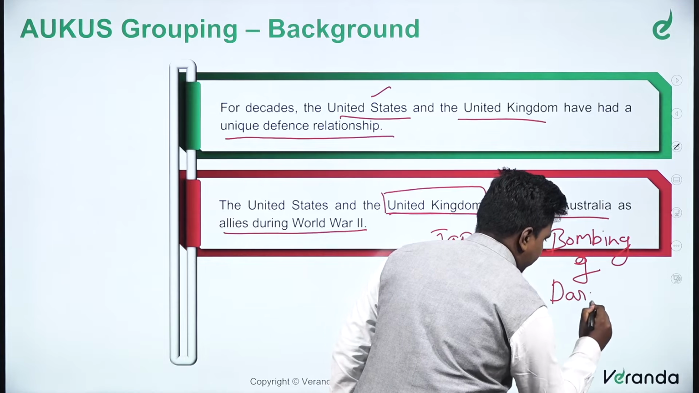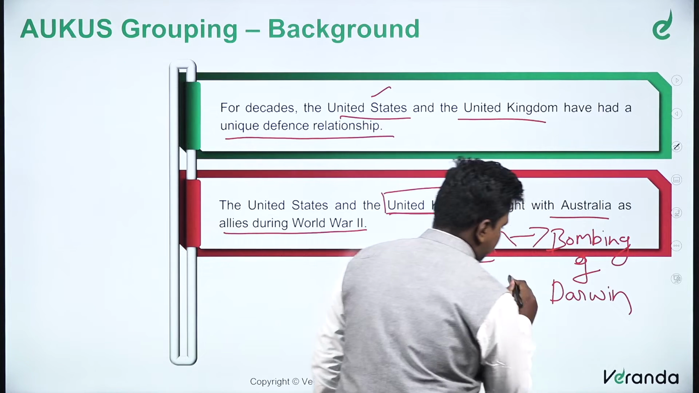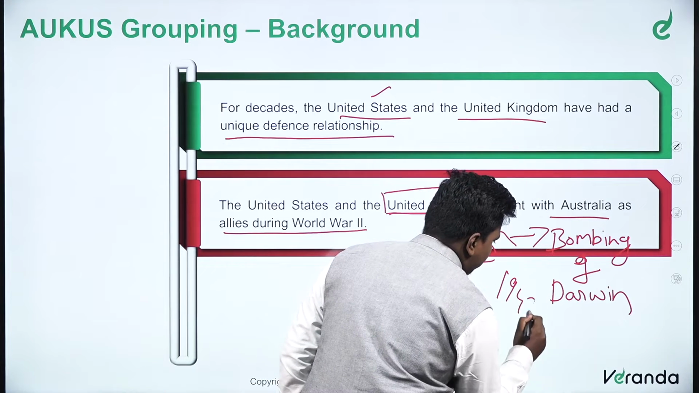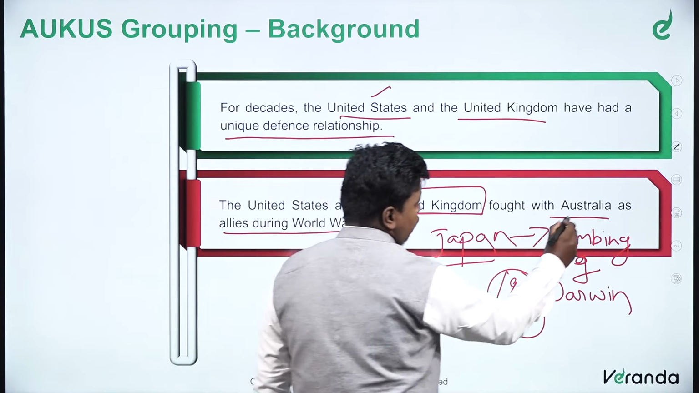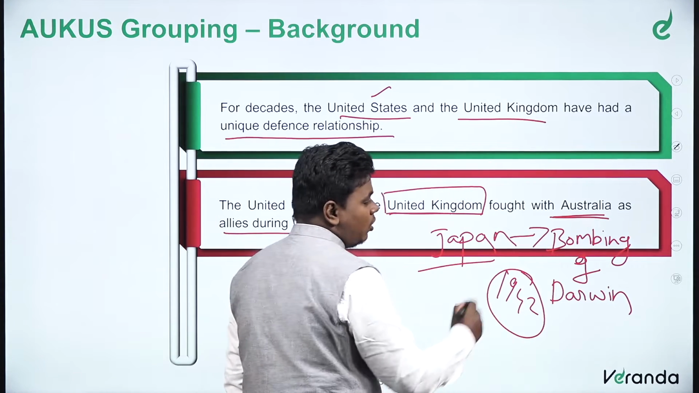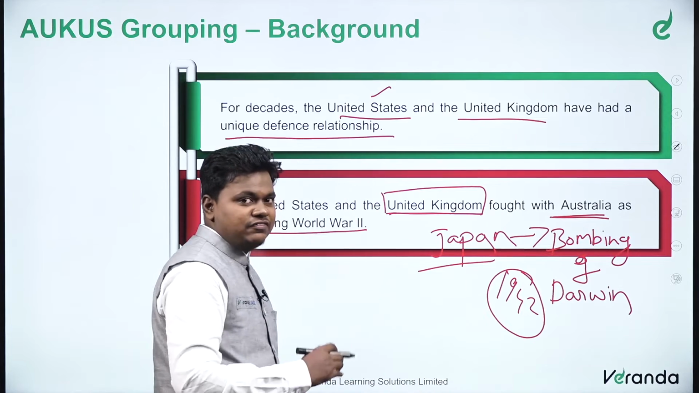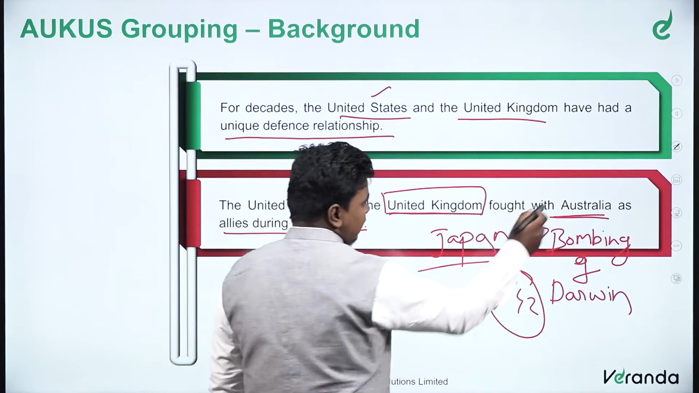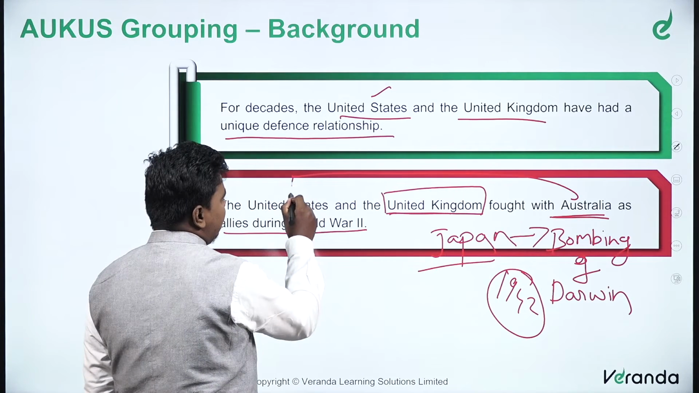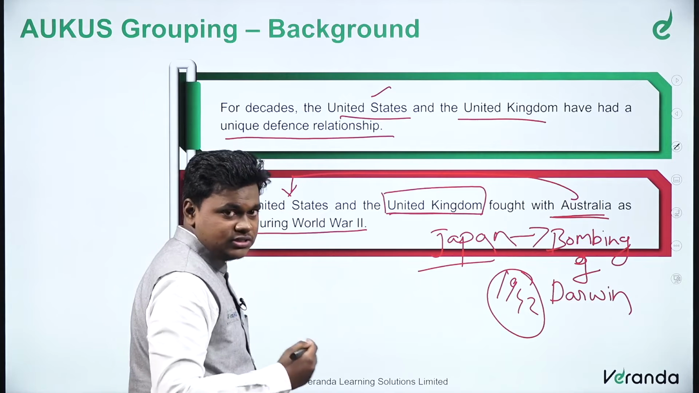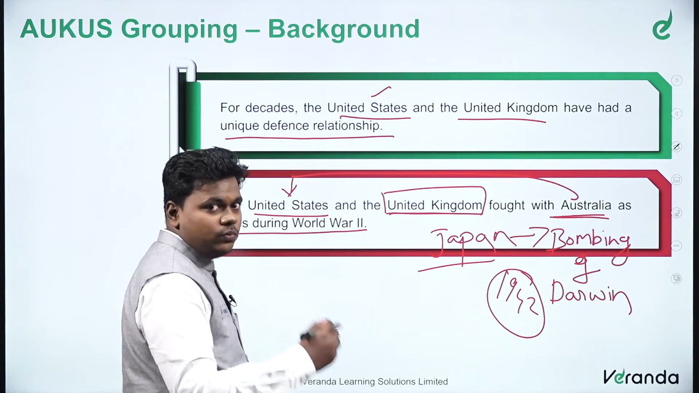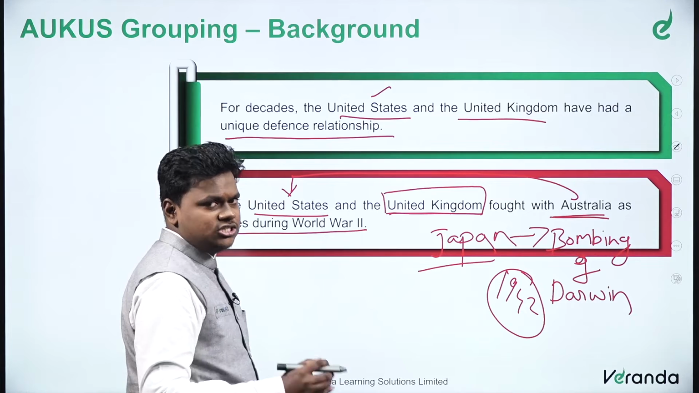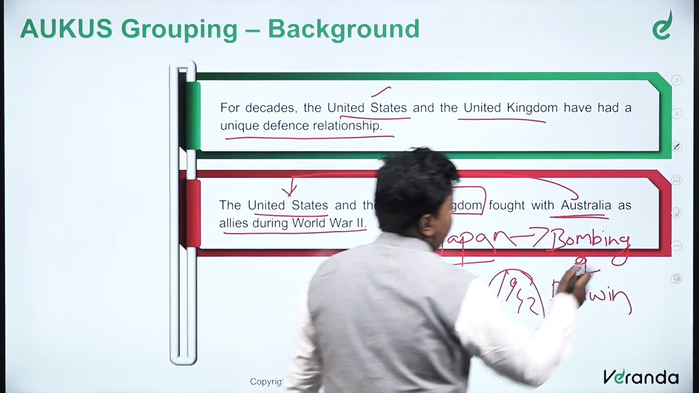This happened in the year 1942, where the Japanese Air Force bombed the fort of Australia, called the bombing of Darwin. After this incident, Australia shifted its focus to another country, the most powerful country in the world at the time, the United States. Hence, a new relationship between Australia and the United States started in that period.